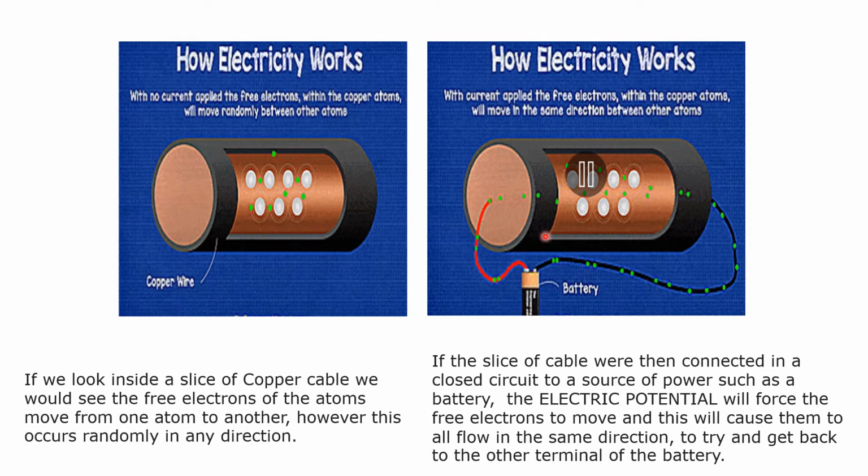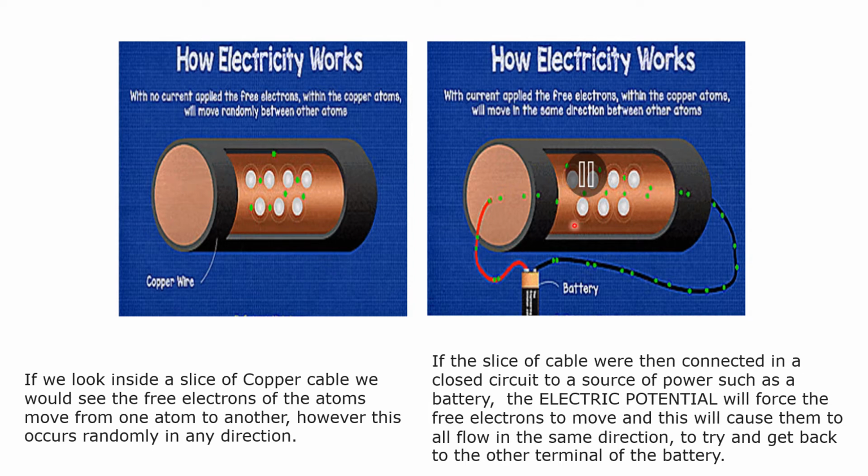But over here, we can see the flow of electrons in this circuit as soon as the potential difference is applied. And how do you create this potential difference? Who creates this potential difference? It is the cell that is triggering the flow of electrons through the wire. So when we look inside the slice of a copper cable, which is a conductor, we would see free electrons of the atoms moving randomly in any direction from one atom to the other.